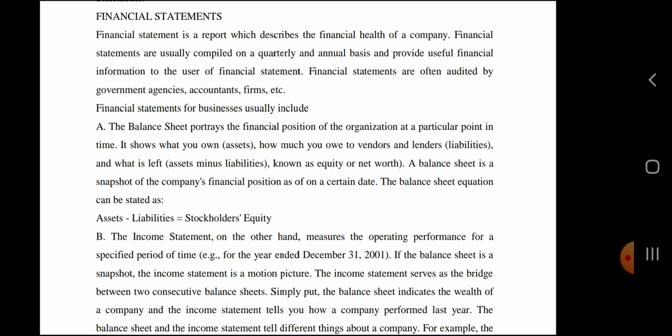A balance sheet is a snapshot of the company's financial position as on a certain date. The balance sheet equation can be stated as assets minus liabilities is equal to stockholders' fund or equity or shareholders' fund. Okay, so the balance sheet shows the financial position as on that date.